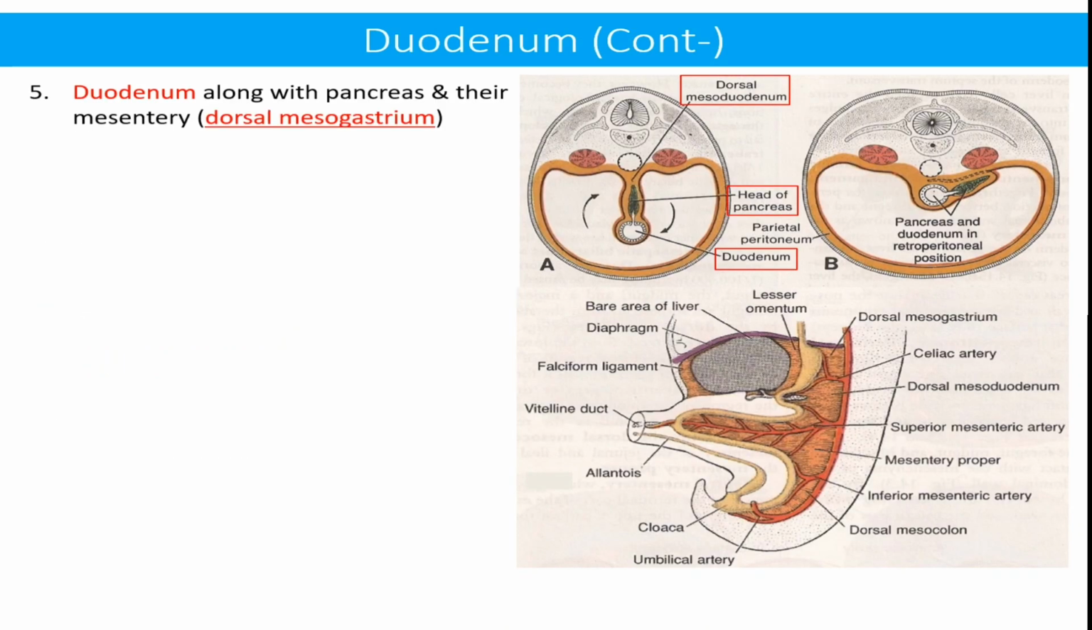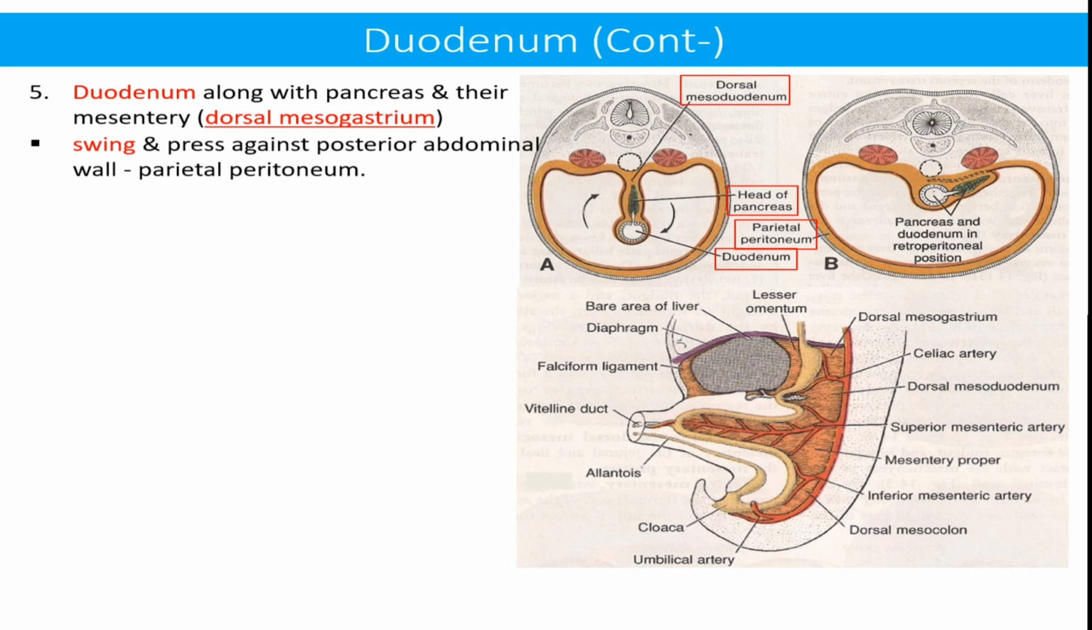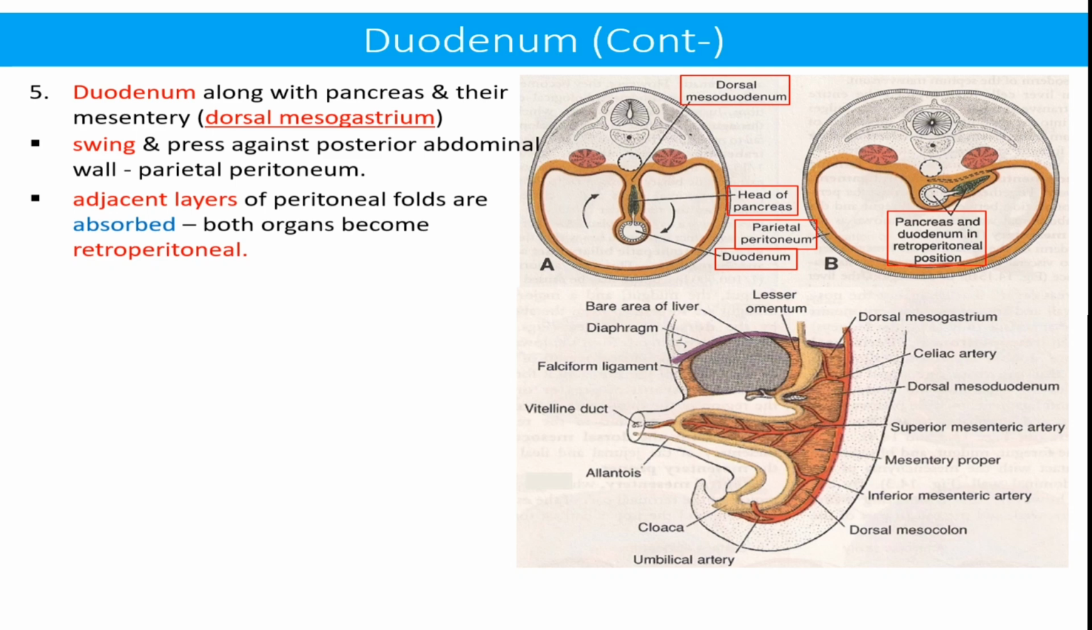Duodenum along with pancreas and their mesentery lie in the dorsal mesogastrium. It swings and presses against the parietal peritoneum lining the posterior abdominal wall. Hence, adjacent layers of peritoneal folds are absorbed, leading to the retroperitoneal position of the pancreas as well as the duodenum.